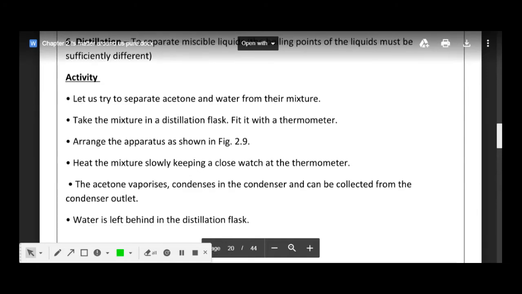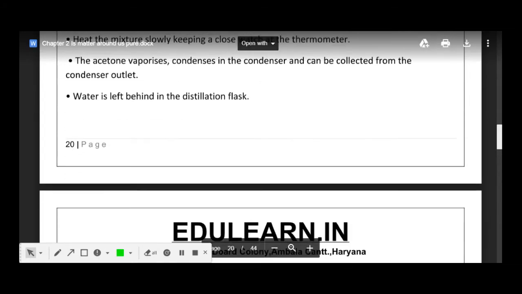So, see the activity. Let us try to separate acetone and water. So now in this activity we are going to take a mixture of acetone and water. So what you have to do is these are the steps. Basically you have to put the mixture in a distillation flask and fit the thermometer on it. And I will make you see the apparatus, how you have to fit it, right now.